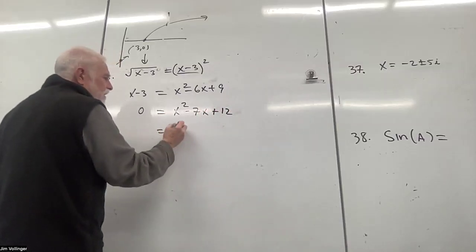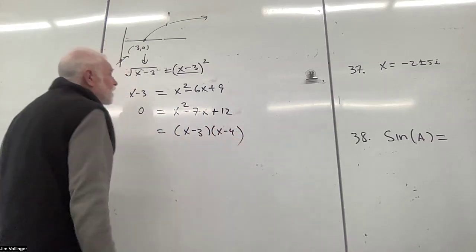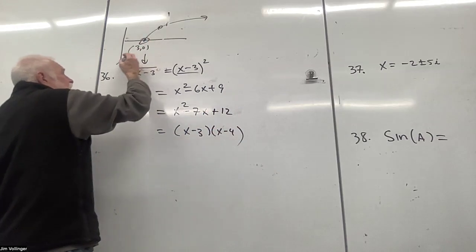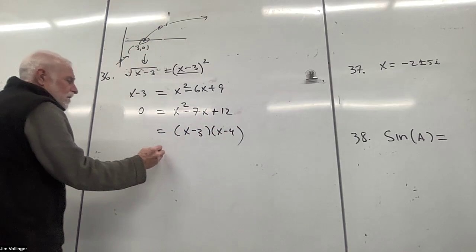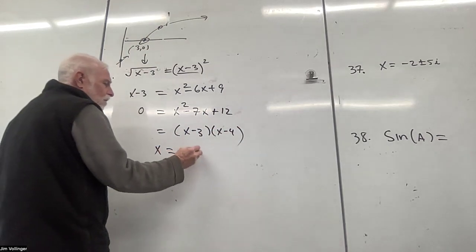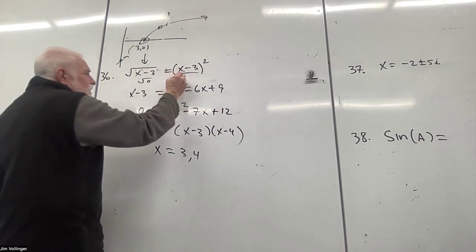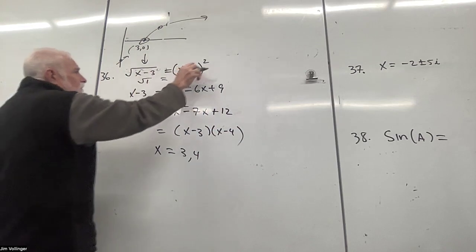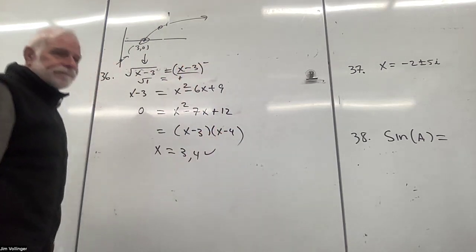And I can see that x minus 3 and x minus 4 gets the job done. So yes, this did intersect there, and it did intersect there. And I hope you can kind of see we're heading in that trajectory. So your answers are 3 and 4. Let's check them. 3 minus 3 squared is 0. 3 minus 3 is 0. That's true. 4 minus 3 is 1. 4 minus 3 is 1. That's true. They both work.